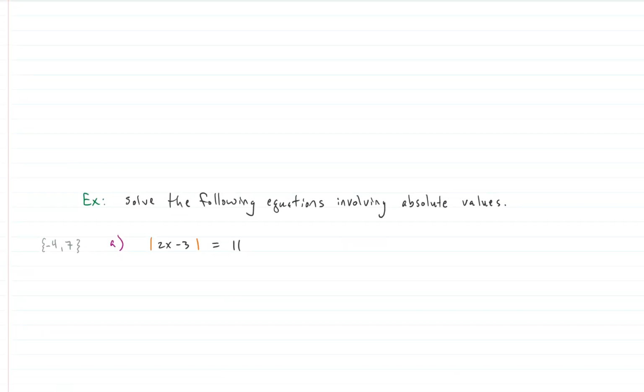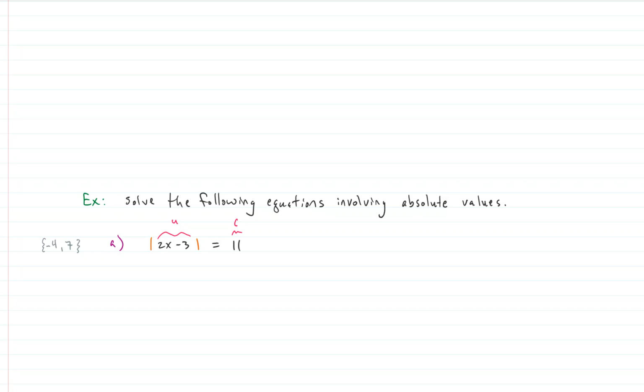Let's do an example. We have example A here, says absolute value of quantity 2x minus 3. So this right here, the 2x minus 3, is our U, and our C is 11. So we have the absolute value of U equals C in this case. U is the algebraic expression 2x minus 3, and C is 11, a positive constant. All right, so let's solve this equation.